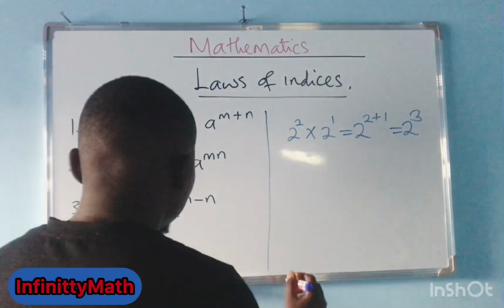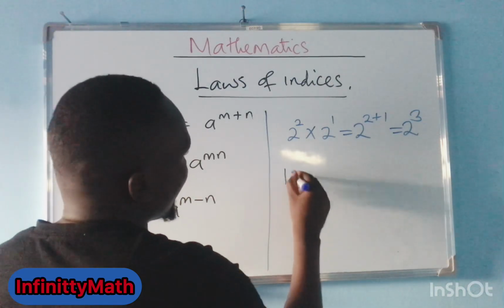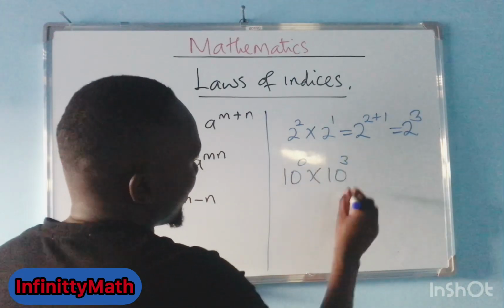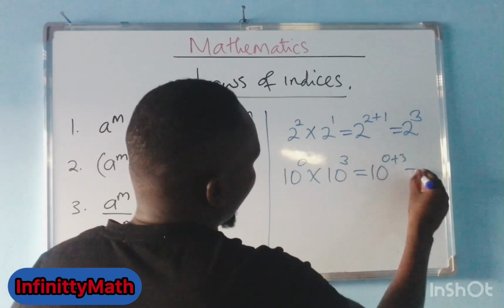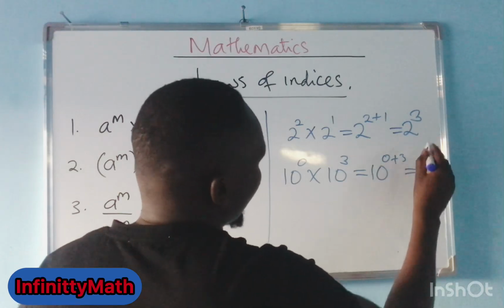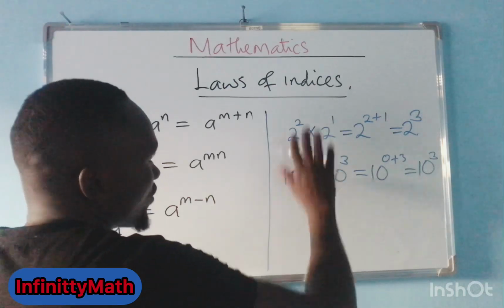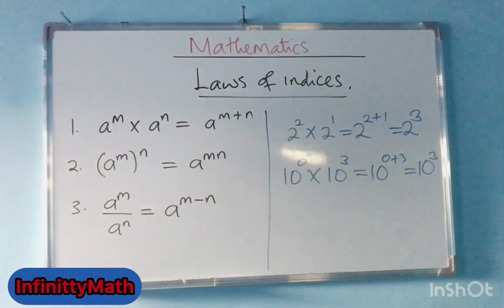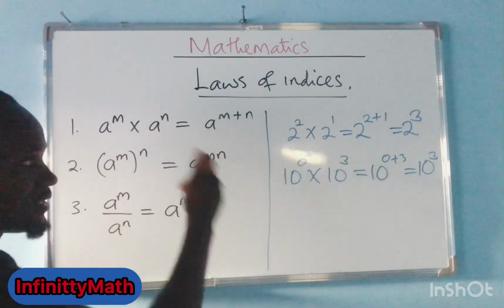Another scenario would be, let's say you have 10 raised to the power of 0 multiplied by 10 raised to the power of 3. In this case you do the same. The base is 10 raised to the power of 0 plus what? 3, and the answer will be 10 to the power of 3. You can simplify this and find the final answer, but basically that's what the law says. You use this law to simplify this kind of expression so that you can have just 10 raised to the power of 3. We can go on and on giving examples, but this is what the first law says.